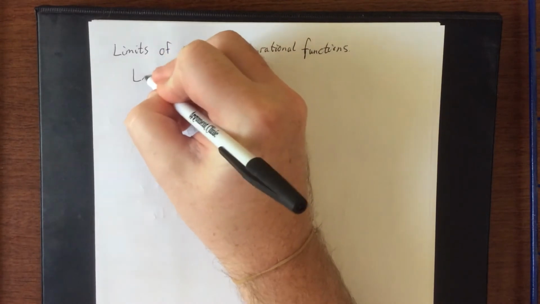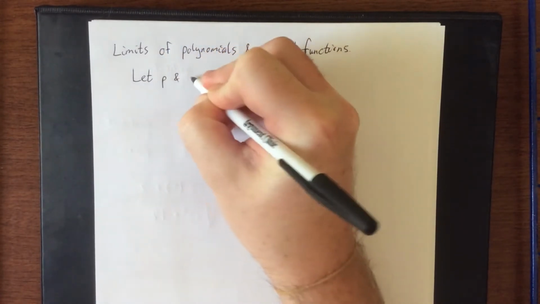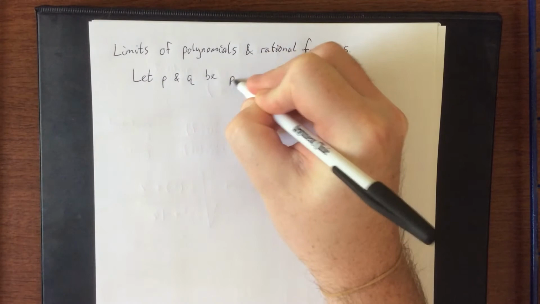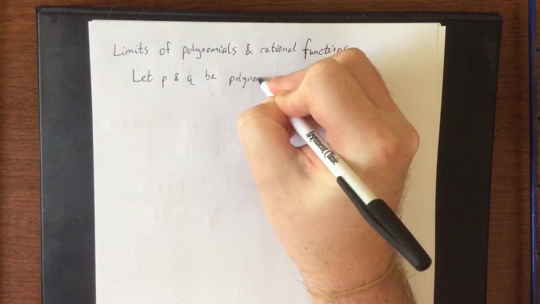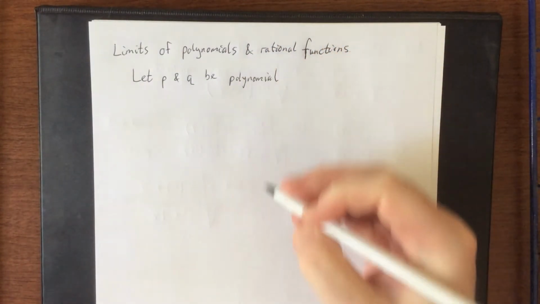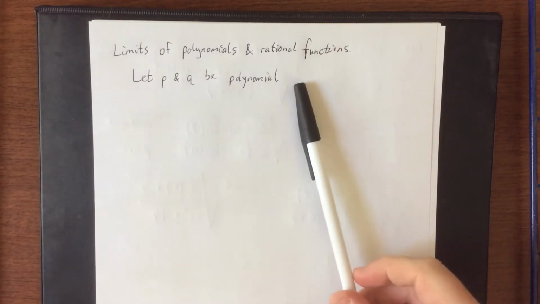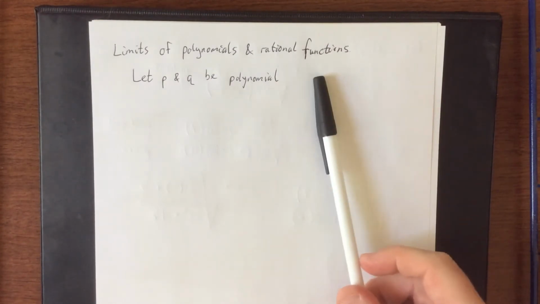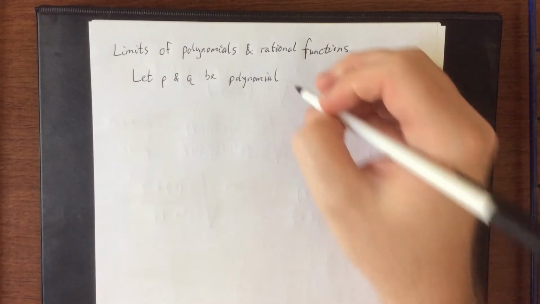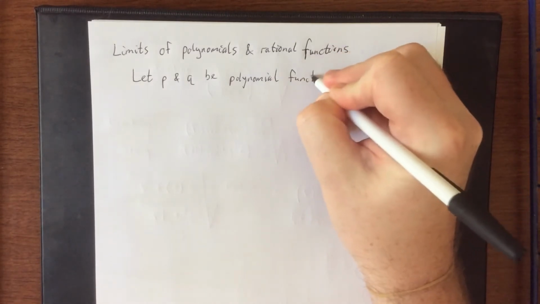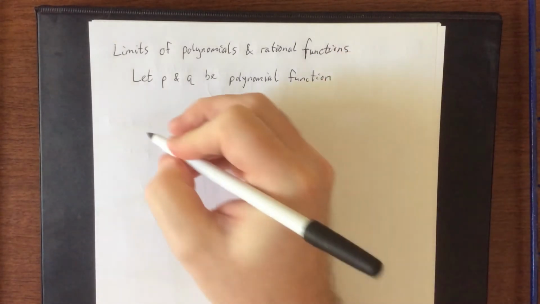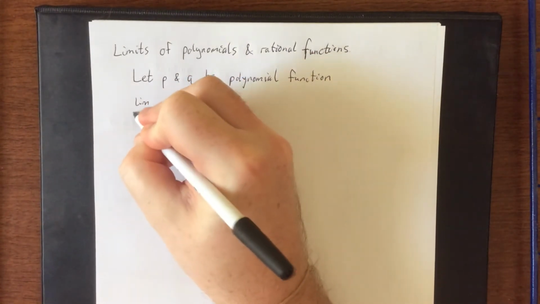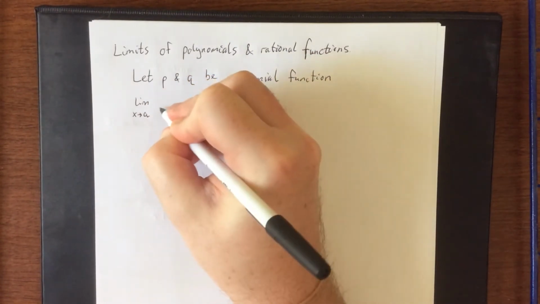So we're going to say let p and q be polynomial functions. Now a polynomial will contain powers, constant multiples, sums, and differences. We have limit laws for all four of those things. A rational function introduces a division, and we have a quotient law for that.